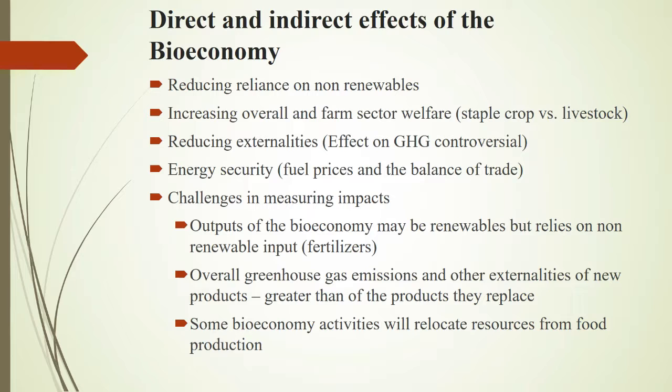Now, there are other types of direct and indirect effects that we're less certain about, or they're less clear-cut. Some examples are the impact on farm sector welfare and overall welfare: people that grow the staple crop versus those that grow the livestock and consume the feedstock that is being impacted by prices. Reducing externality, again, the whole debate about the impact on greenhouse gases. Energy security impacting fuel prices, we'll discuss a bit more today later on, and its effect on the balance of trade.